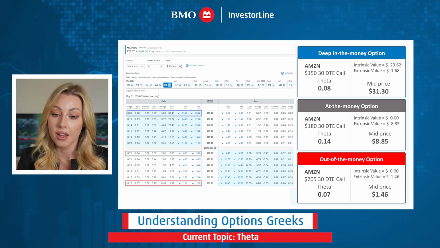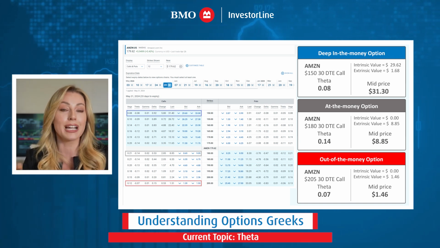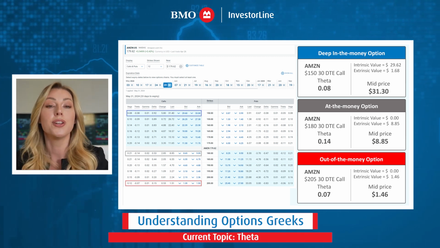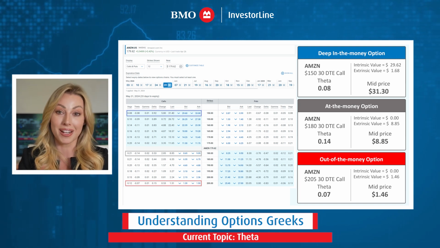Now, what I hope you took away from this, thinking about when we were talking about delta and the reason why we had intrinsic and extrinsic value, is that you'll notice that theta is the highest around at the money options.